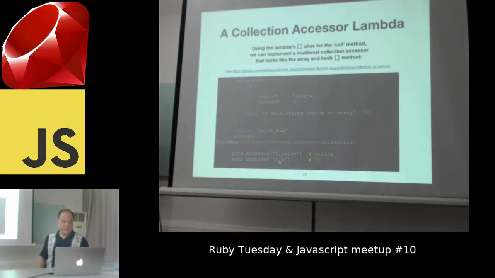Similarly with arrays, it uses indexes. So here's a sample deeply nested object, and we create the accessor by calling this method with the collection, which returns a lambda, which can then be used to access it. Now, as I said, this is nowhere near 100% reliable, but it was pretty convenient for when we could use it.